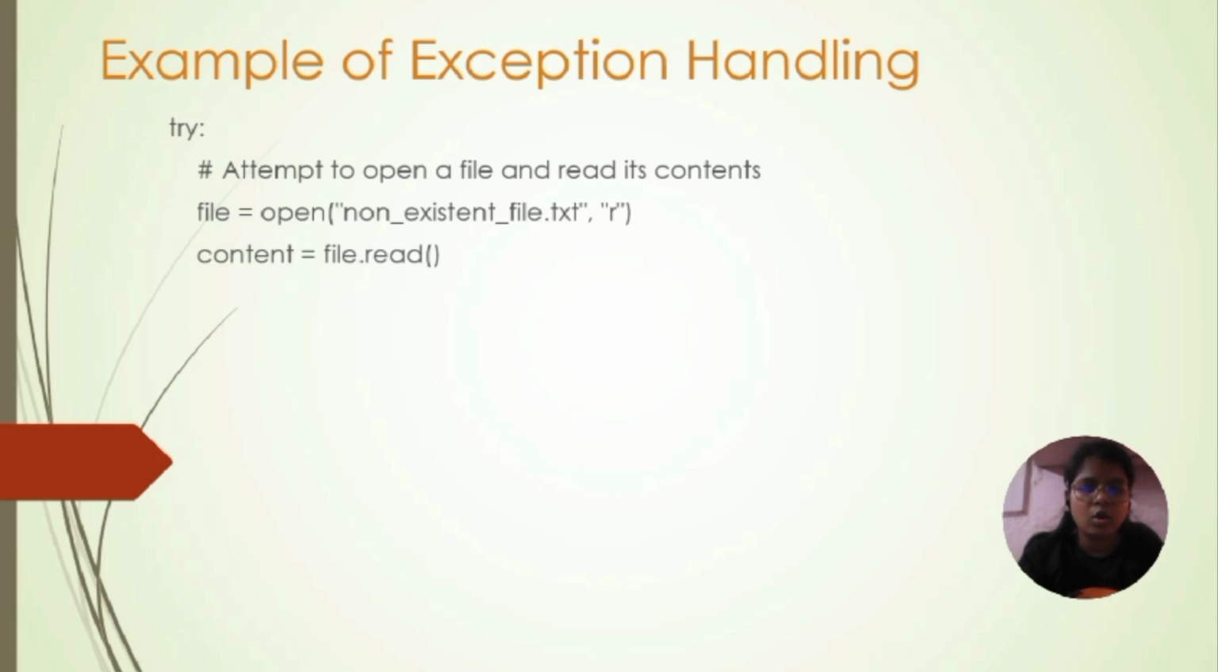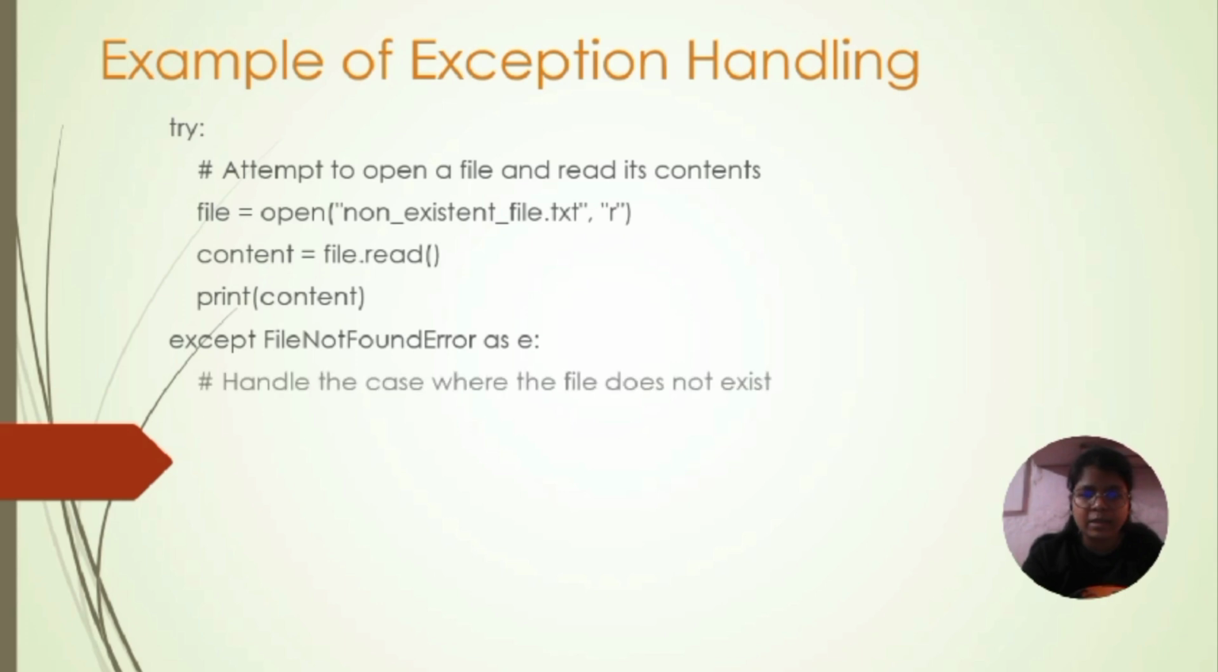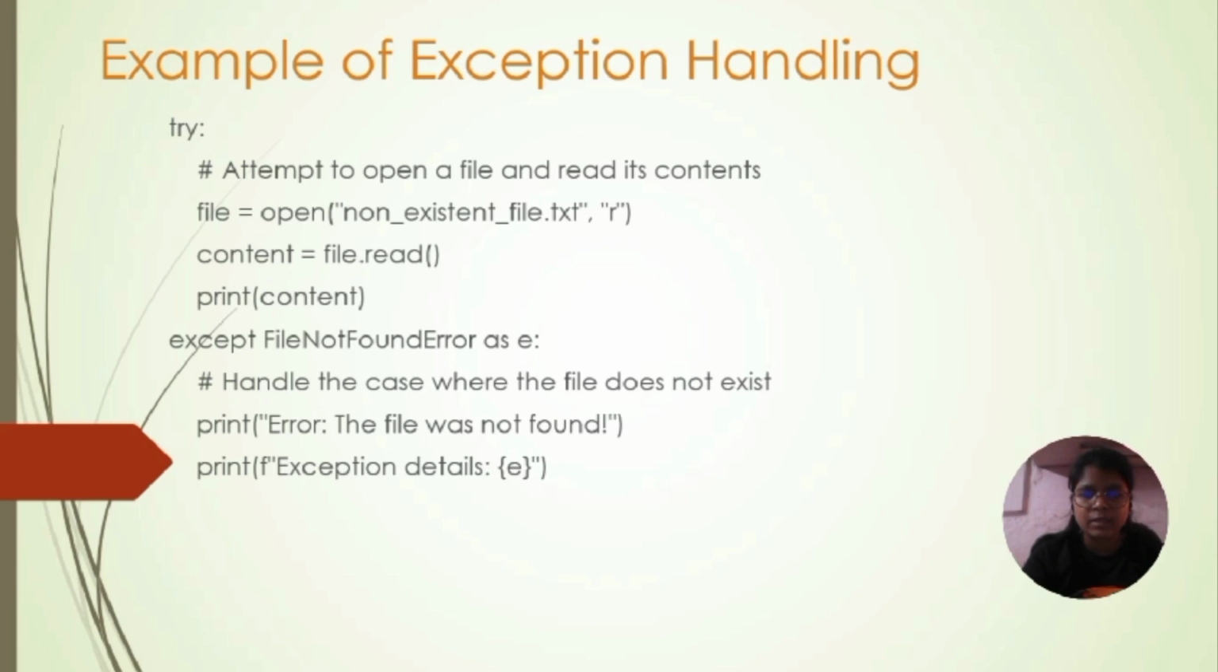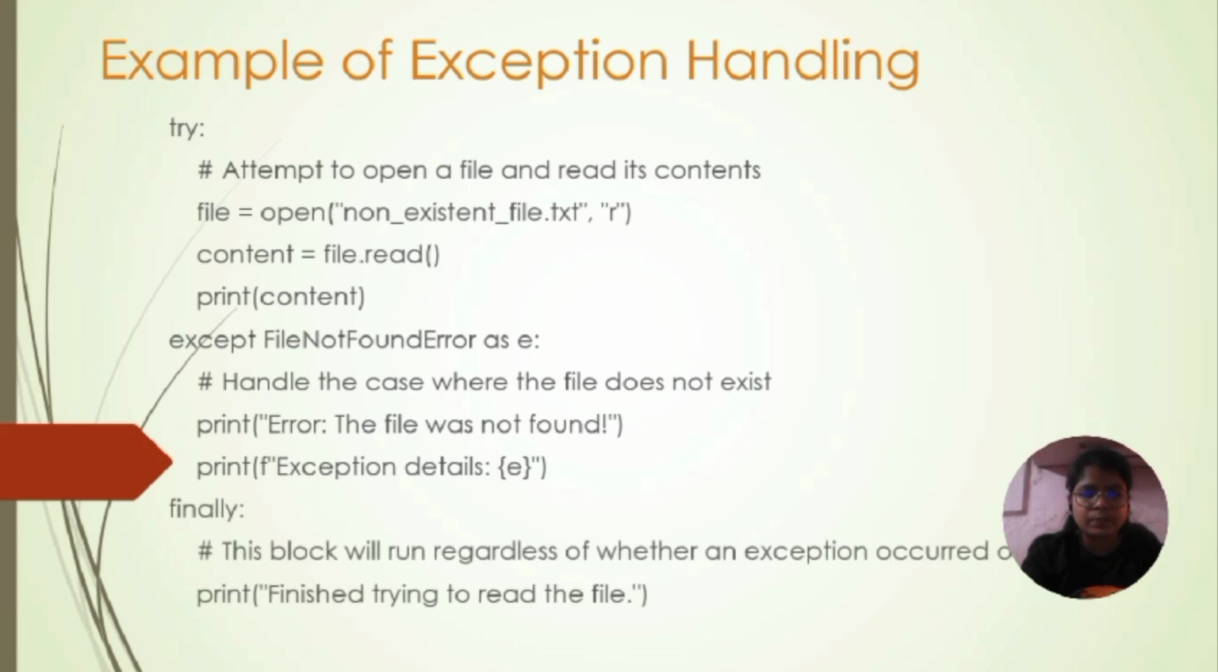Try block. The code in the try block attempts to open and read a file. If the file does not exist, the exception will be raised. The except block catches file not found error, which occurs if the specified file doesn't exist. This prevents the program from crashing and provides a clear error message. Finally block. The finally block runs after the try and except blocks, regardless of whether an exception occurred. It's useful for cleanup or final tasks. Next we will see all the blocks in detail.